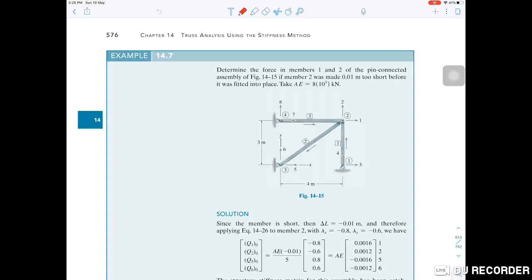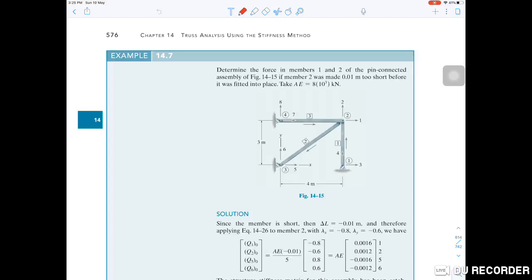Let's say during construction the member or the element should be 8 meter, for example, but due to fabrication error, it is shorter by 0.01, which means it is 7.99, not 8 meter as it should be. So maybe it is too short or shorter than its original length, or longer than its original length.